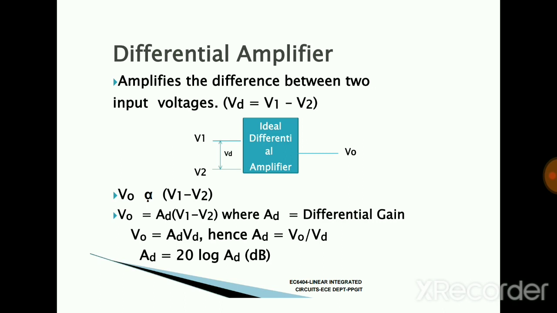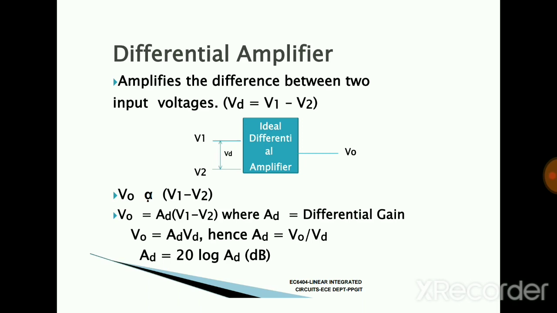When we consider the output V0, the output will always be proportional to the input. In whatever amplifier we construct, the output is proportional to the input. Here V0 is the output and it is directly proportional to V1 minus V2. So V0 is equal to AD into V1 minus V2, where AD is the proportionality constant.